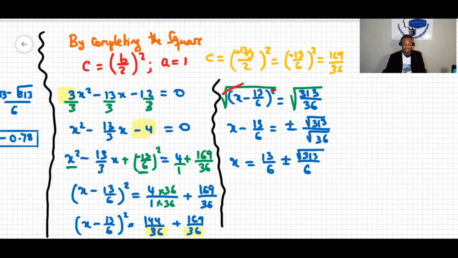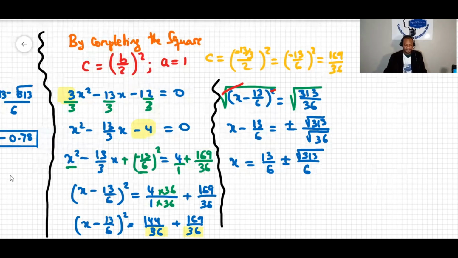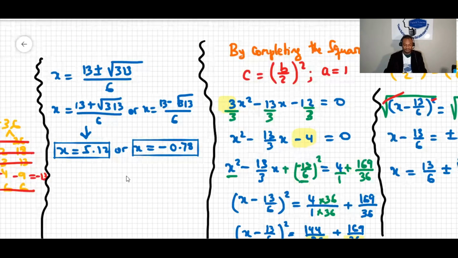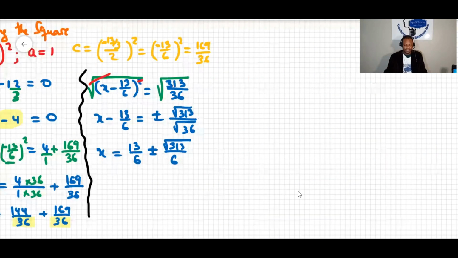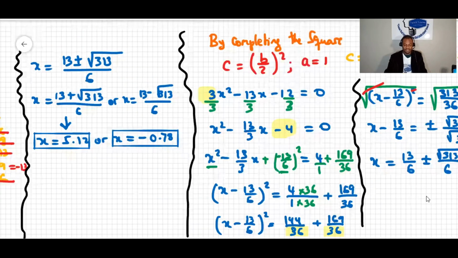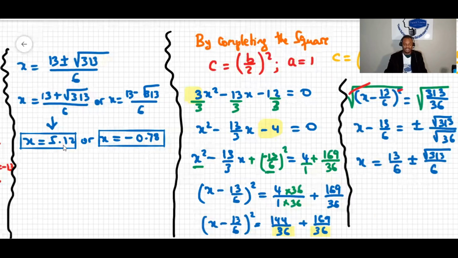Now you can notice that it is the same value that you got here. Because the denominators are common, we can write it with the same denominator. So we can then say the values of x are still 5.12 and then negative 0.78.